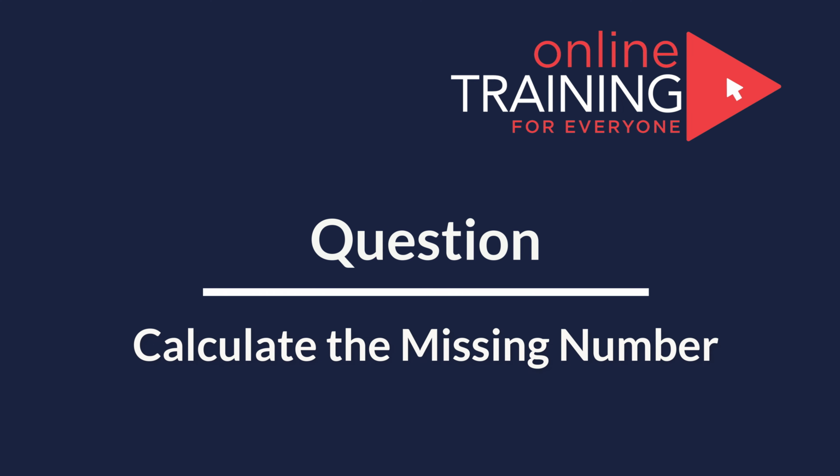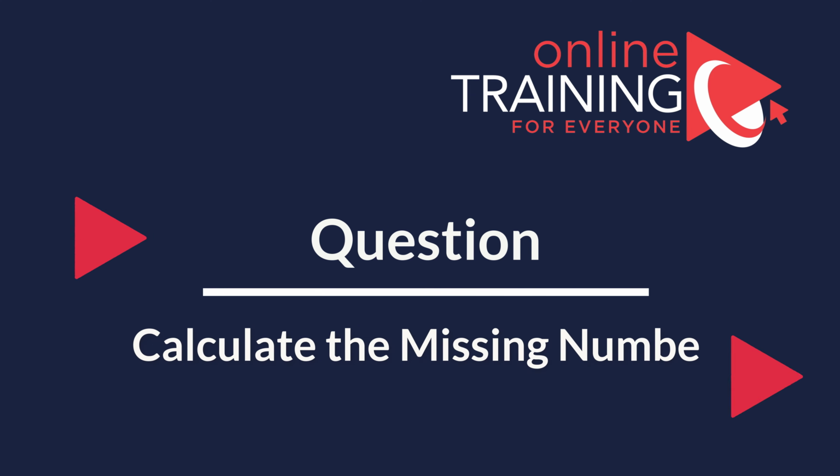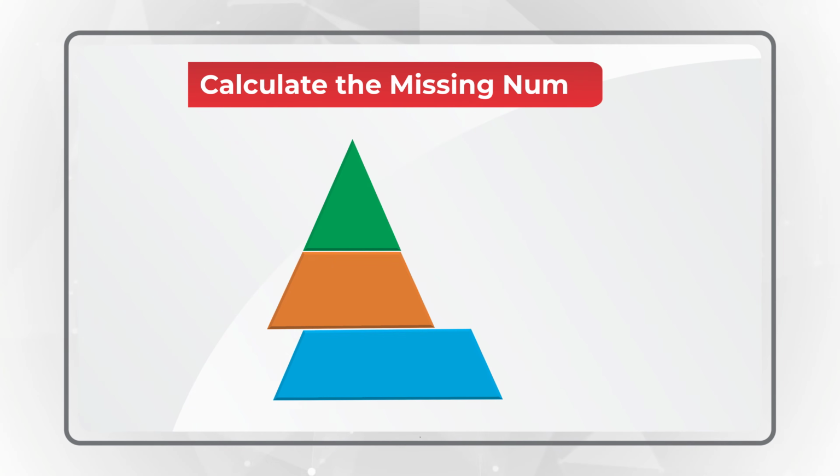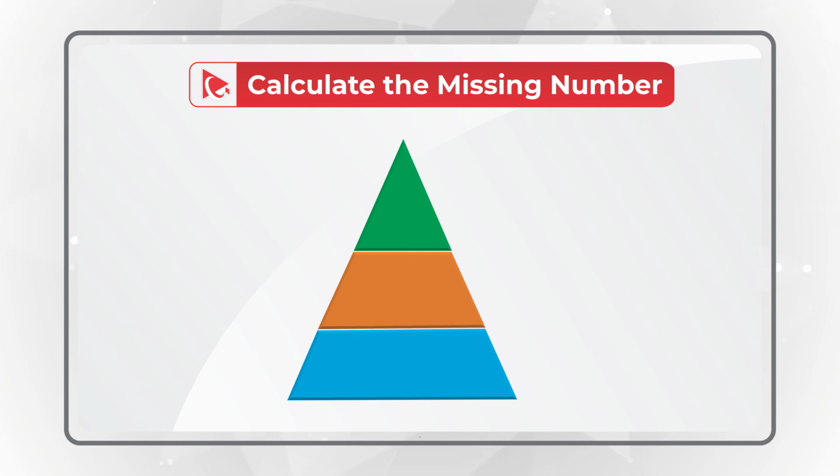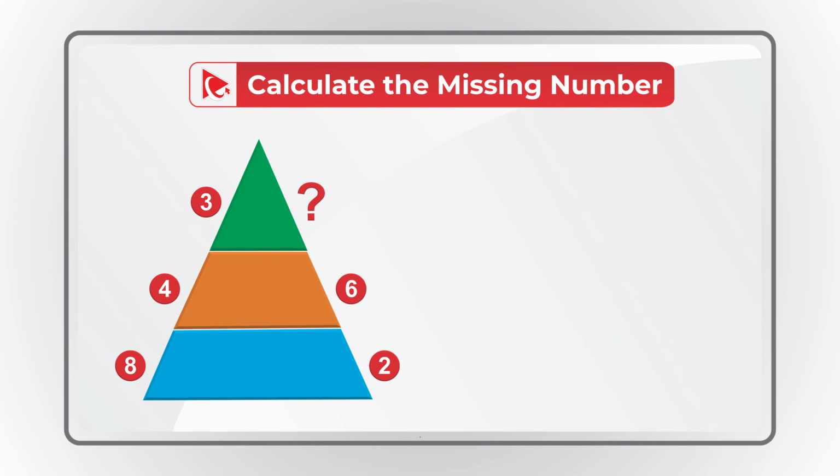Here's an amazing question to test your analytical skills. You need to calculate the missing number. You're presented with triangle, which is split into 3 equal or almost equal parts. At the bottom of the triangles, on each side, you see numbers 8 and 2. In the middle section of the triangles, you see numbers 4 and 6. And on the top of the triangle, you see number 3 on the left, and on the right, you need to calculate the missing number. You're presented with 4 different choices.